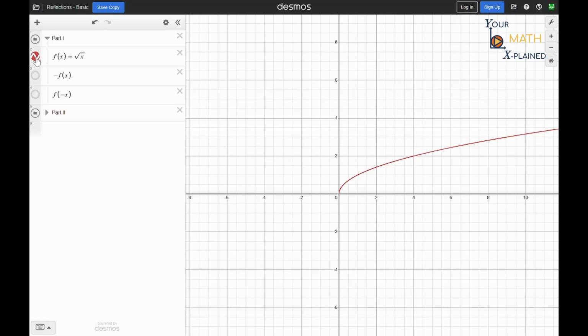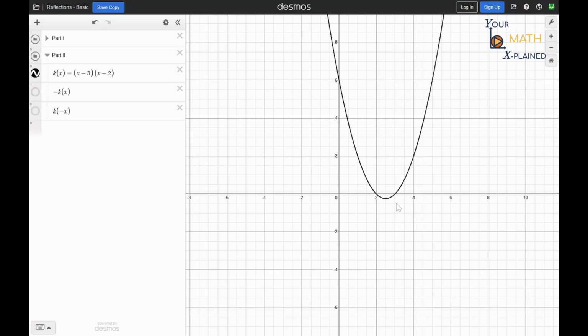So let's take a look at another example. Okay, so here we have our parabola, which is x minus 3 times x minus 2. So this is the original graph. Again, we're going to do the same thing. If we try to reflect it by putting the negative sign outside the function, it's going to flip upside down. So it'll flip over the x-axis. And if we put the negative sign inside the function beside the x, then it's going to flip our original graph over to the other side. So left and right, meaning this is now reflecting over the y-axis.